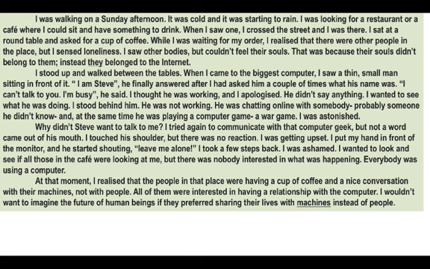Alright, talking. That's what most of us do nowadays. We are talking, at the same time playing, at the same time reading an article and so on. So yes, at the same time he was playing a computer game, a war game. I was astonished. Astonished means it's like shocked. This is I was astonished.